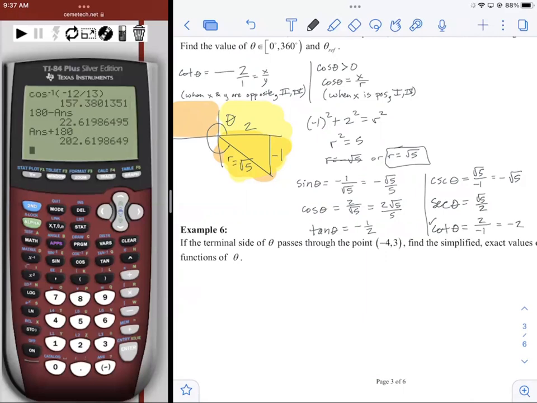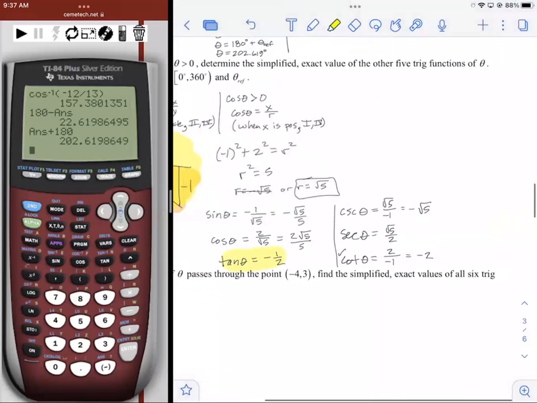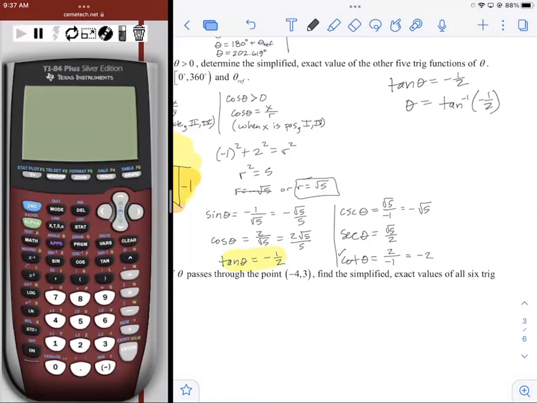All right, which one of those ratios in the first column do you feel like using? I feel like using tangent as well, just because, again, it was implicitly given, but it doesn't have any radicals. So tangent of theta is negative 1/2. So theta must equal the inverse tangent of negative 1/2. And again, we're in degrees, so now we can go to the calculator. Second tangent of negative 1 divided by 2.